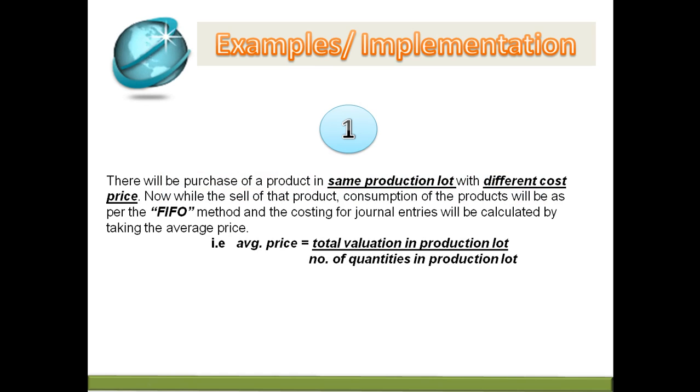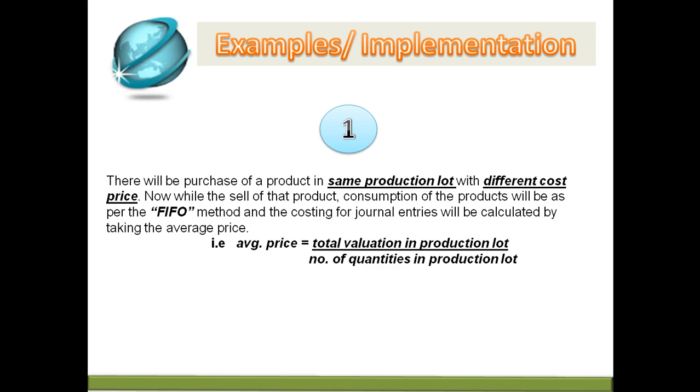Now let's see the example. This is example 1. There will be a purchase of a product in the same production lot with different cost price. Now when this product is sold, consumption of the product will be as per the FIFO method, and costing for the journal entries will be calculated by taking the average price. So we will be creating some purchase orders, and we will give a production lot with different cost price. Now when we sell the products, those products will be sold as per the FIFO method.